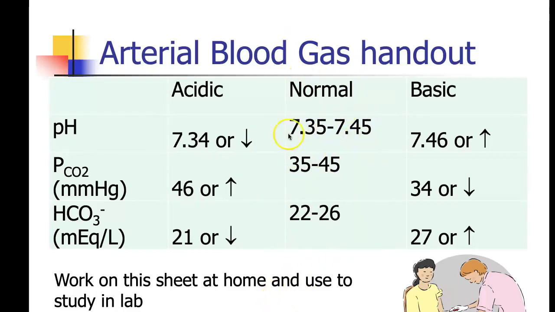Our pH of the blood normally is going to be 7.35 to 7.45. At this level, the PCO2 in millimeters of mercury is going to be 35 to 45. Bicarbonate levels are going to be 22 to 26. So when you move into an acidic state, 7.34 or lower, you get increased amount of PCO2 and a decreased amount of bicarbonate. Okay. When you enter a basic state, 7.46, you see decreased PCO2 and increased bicarbonate.